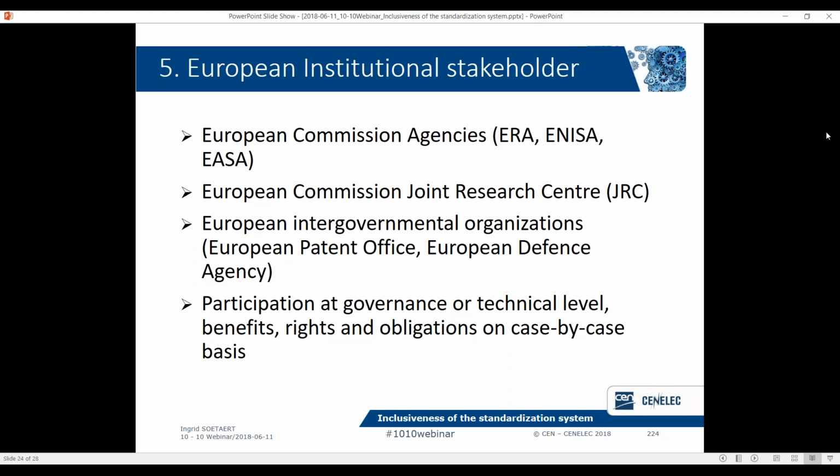CEN and/or CENELEC agree with the European institutional stakeholders in a formal agreement and on a case-by-case basis on mutual benefits, the rights and obligations with regard to the participation of these European institutional stakeholders in the activities of CEN and/or CENELEC, and on any other possible commitment.